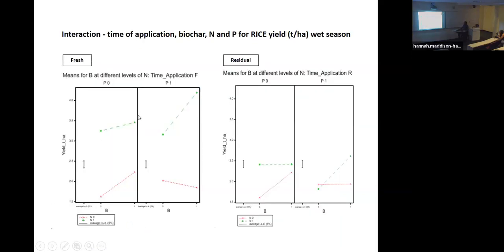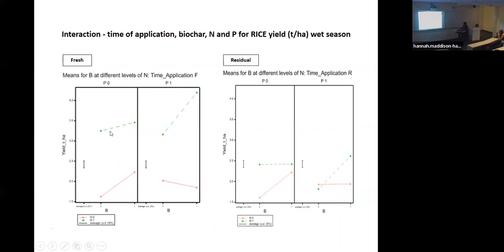Let us see this graph. This is the yield of rice produced in the wet season. The yield at the control is only 1.6 tons per hectare. By adding biochars, the yield jumps to roughly 2.2 tons per hectare.